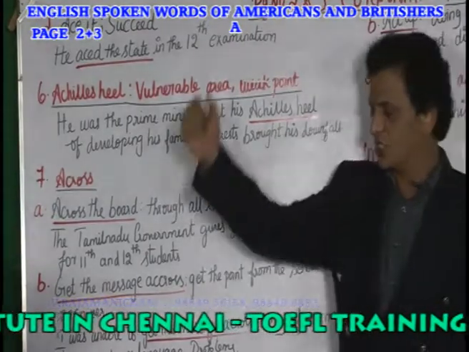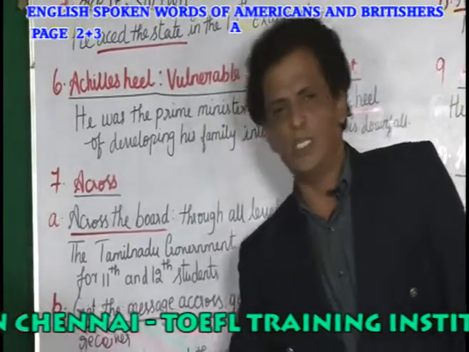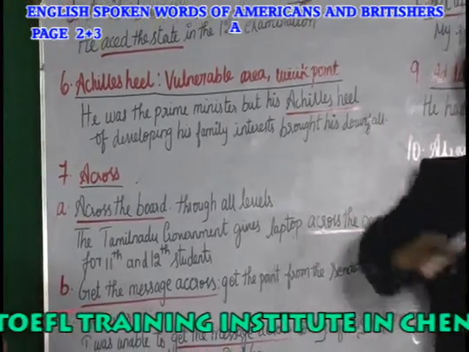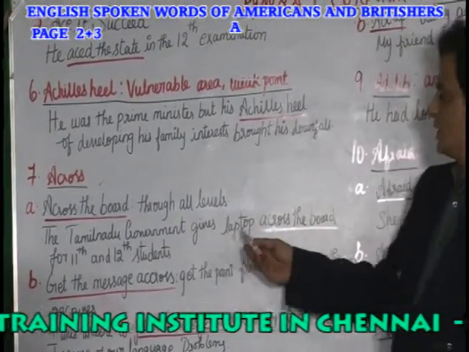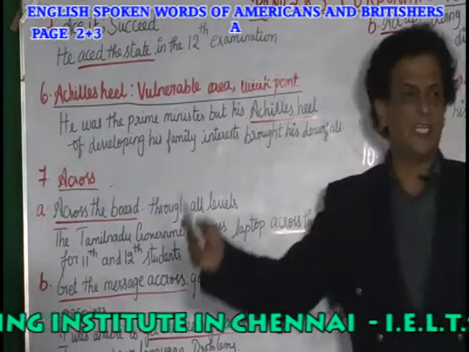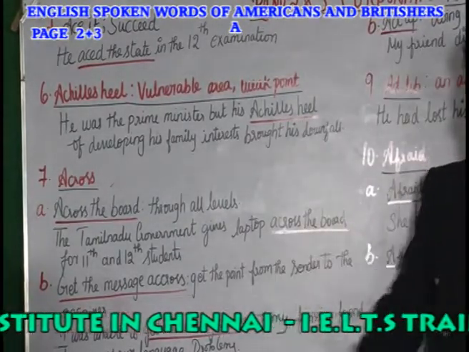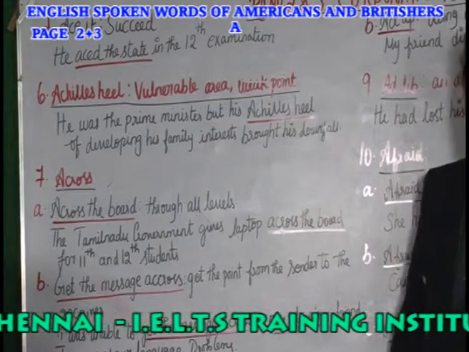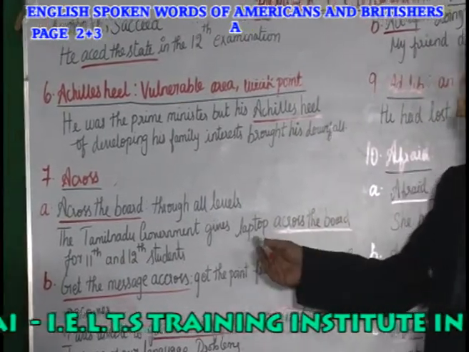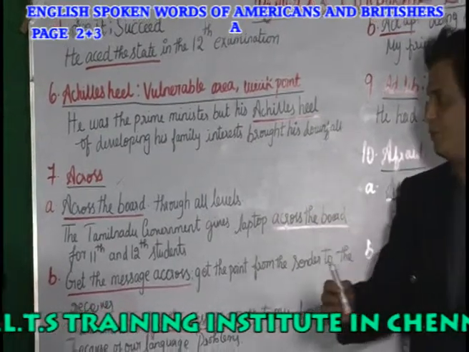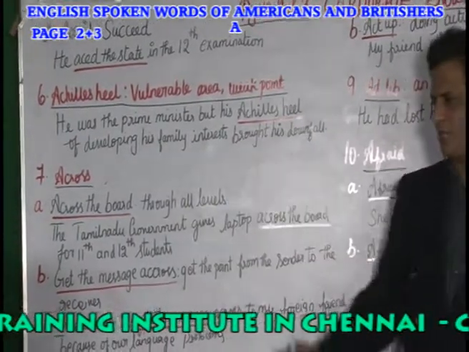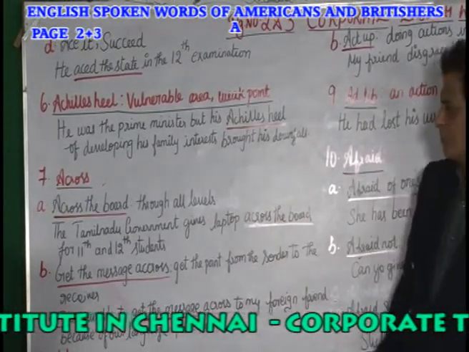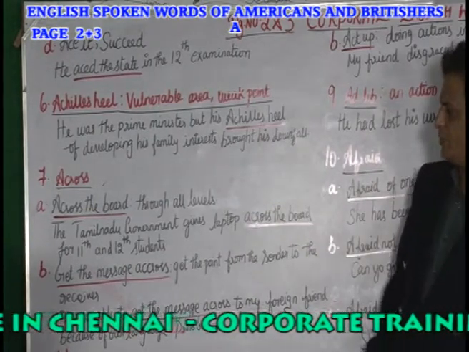Next here, coming across. What do you mean by across? See, words forming using across. Across the board means what? Through all levels, across the board. See here, the Tamil Nadu government gives laptops across the board for 11th and 12th students. Means what? For every student, whether he is in arts, science, or vocational course, whether he is in a government or a private school. So the government of Tamil Nadu gives laptops across the board to all the students, irrespective of caste, religion, nation, right? So across the board, now for everybody, through all levels.